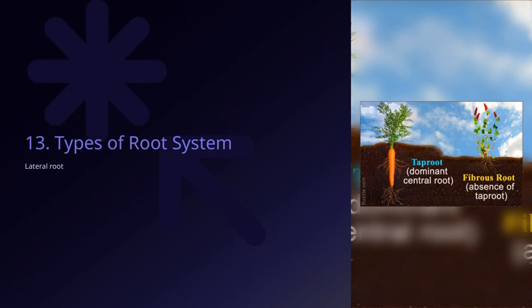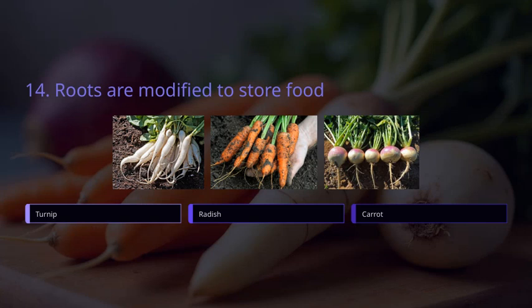Understanding lateral roots is important because they contribute significantly to the stability and health of the plant, especially as it grows. So, when we consider root systems overall, lateral roots are key players in supporting the plant's growth and survival in its environment. Now, let's look at how roots can be modified to serve as storage organs.